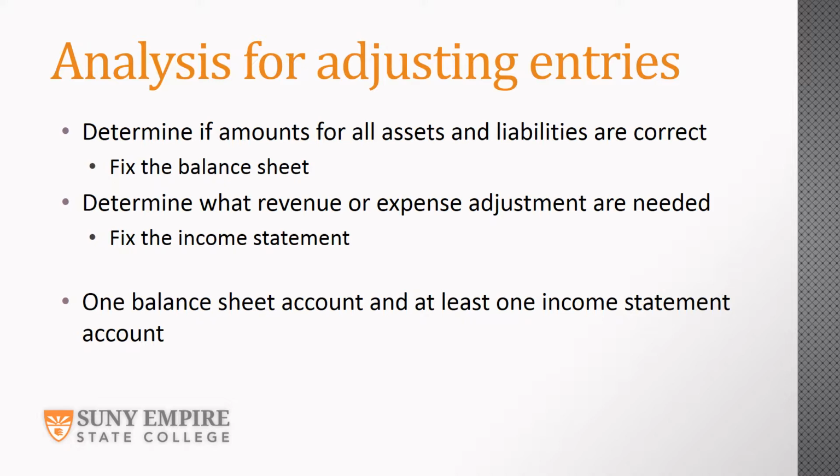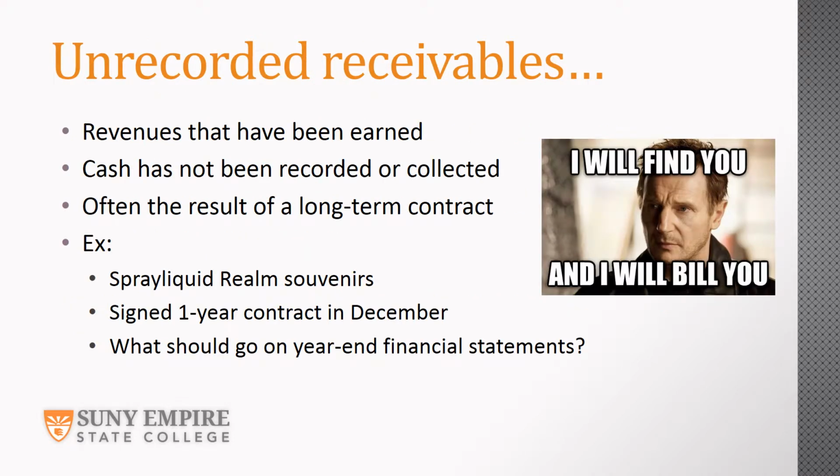Then we need to determine what adjustments are needed to revenue or expense accounts. This adjusts the income statement. It is important to note that the adjusting entries will affect one balance sheet account, an asset or liability, and at least one income statement account, revenues or expenses. One type of adjusting entry is an unrecorded receivable.